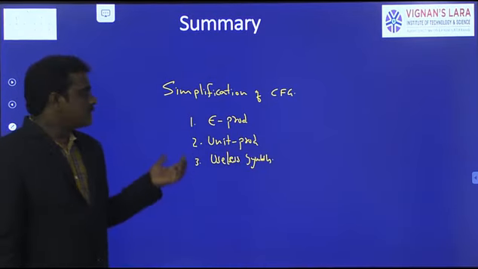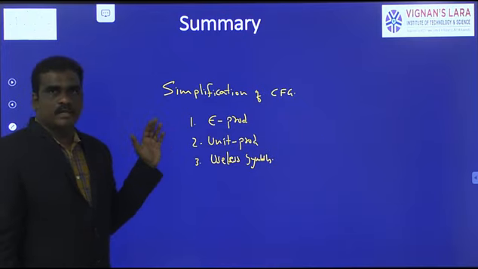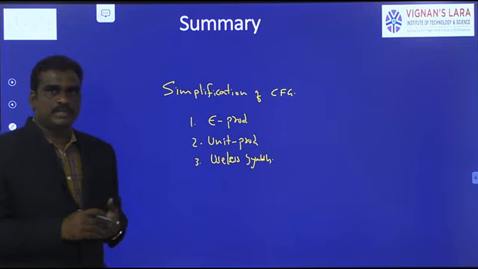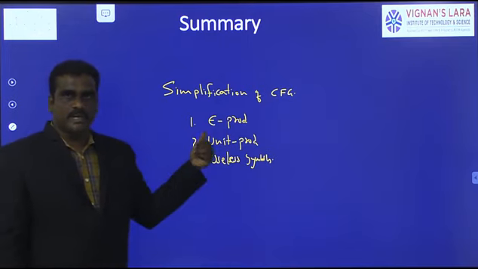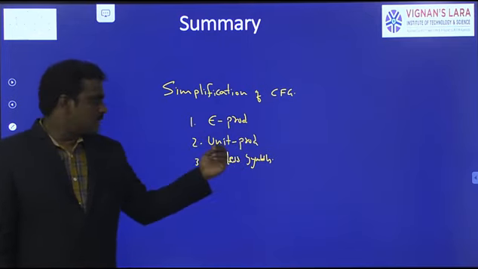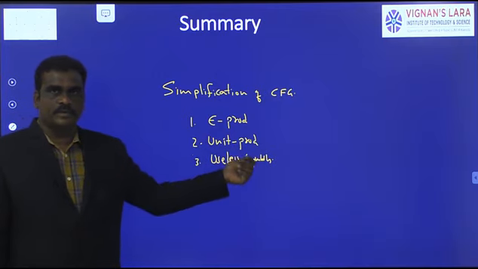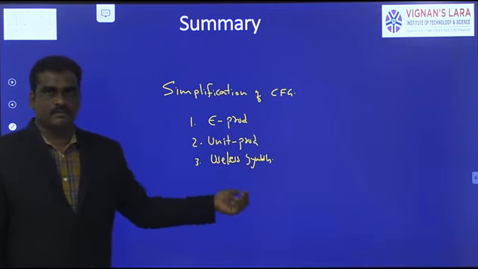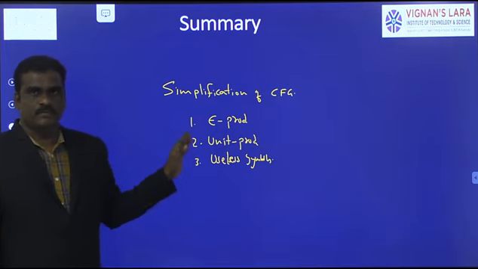From an examination point of view, they may ask you to simplify the following grammar, which means you have to follow 3 steps. Step 1 is elimination of epsilon production. Step 2 is elimination of unit production, and then elimination of useless symbols. This is the order.